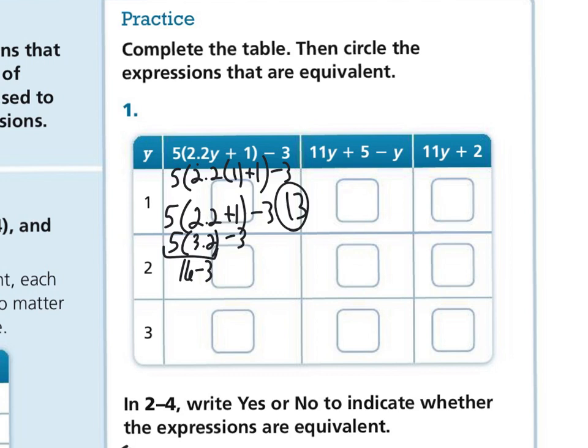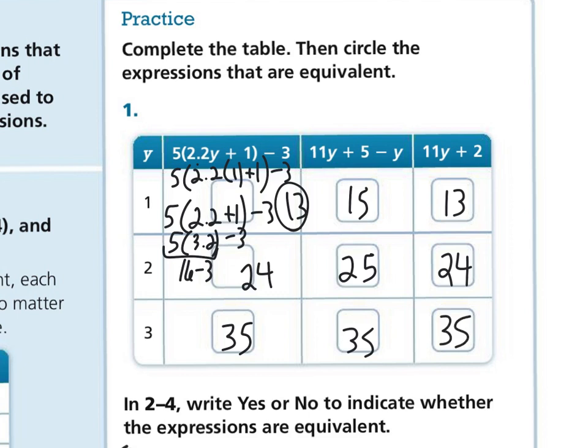If you put a 2 in, you should get 24. You put a 3 in, you should get 35. For the next expression, if you put a 1 in, you get 15, and then 25 and 35. And then for the last one, if you put a 1 in, you get 13. Put a 2 in, you get 24. Put a 3 in, you get 35.